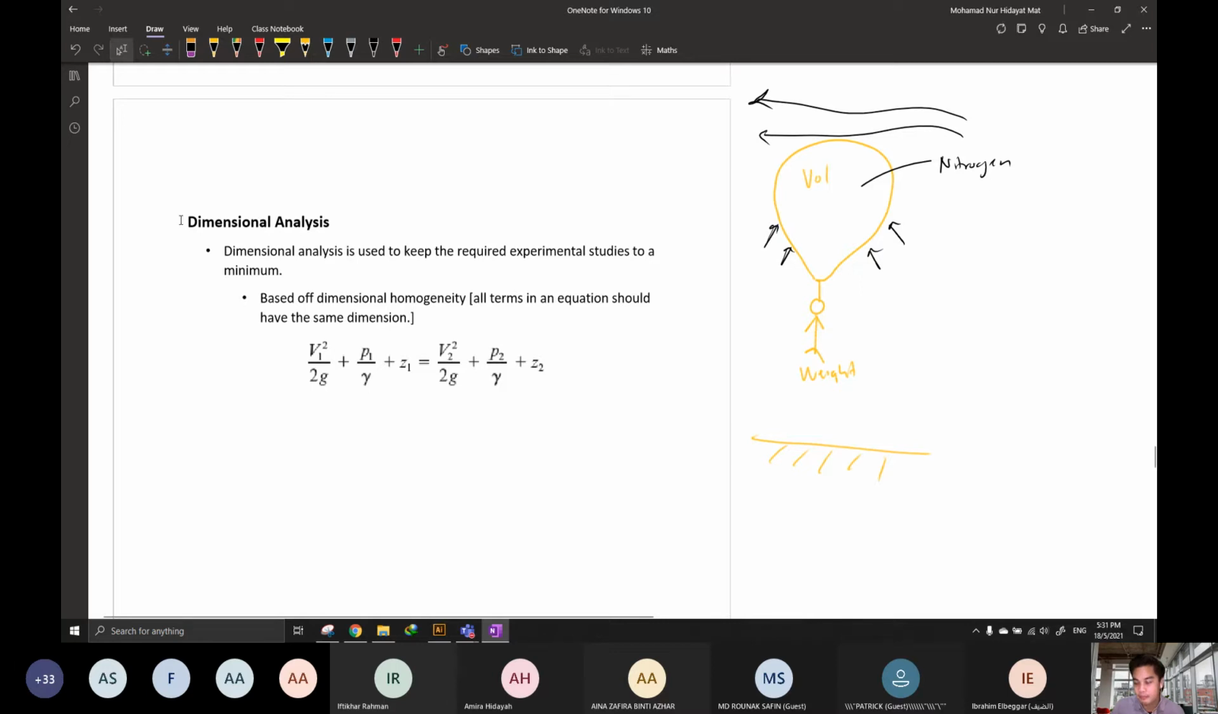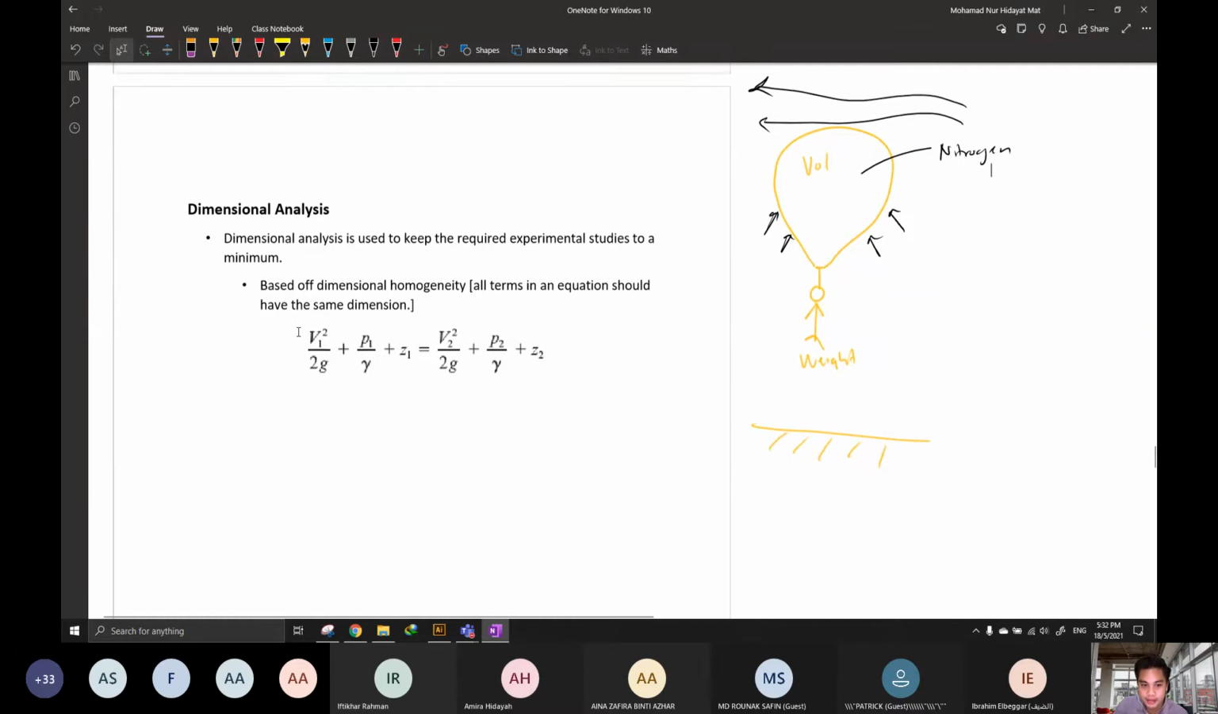But with the help of dimensional analysis, first, it can reduce the number of experiments. You don't have to carry out a lot of variables. Secondly, your result can be applied to general use. So let's recap on the dimensional homogeneity. In order to apply dimensional analysis, you need to know the dimensional homogeneity. So what is the dimensional homogeneity? All the terms in the equation should have the same dimension.